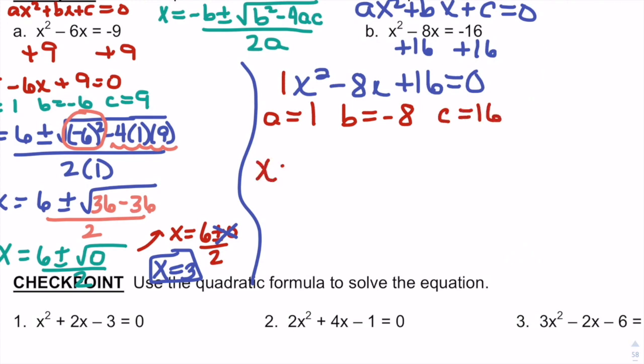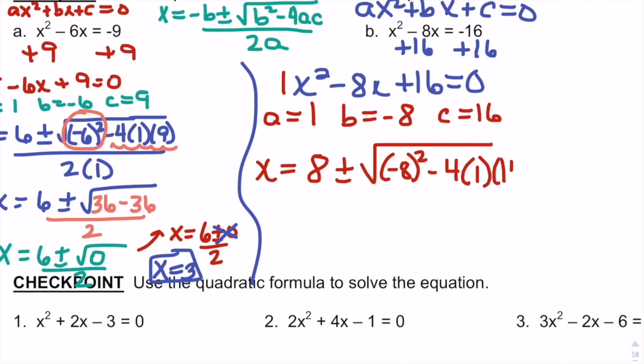Now I need to plug them into the problem. So negative b, well, b is negative 8. Making it negative again is a positive 8 plus or minus. It's negative, I'm placing it in parentheses and squaring it. Minus 4 times a times c. And then on the bottom, 2 times a. All right, looking good so far.